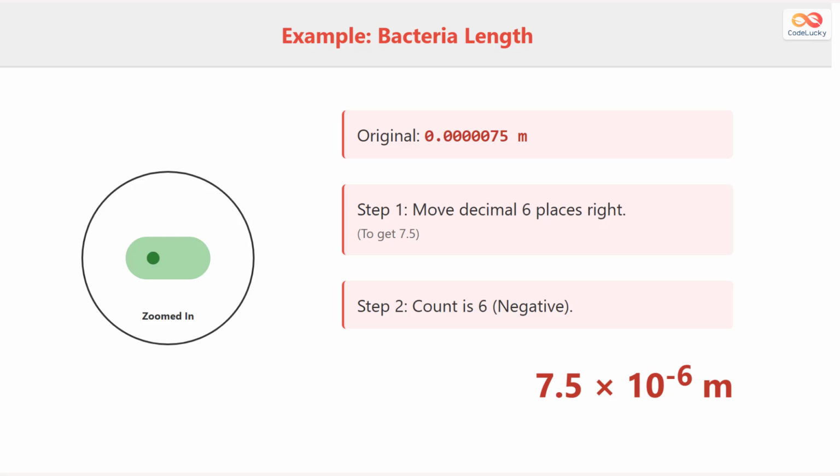Now a small-scale example. A certain bacteria has a length of 0.0000075 meters. We move the decimal 6 places to the right to get 7.5. Since this is a tiny number, the exponent is negative 6. The final answer is 7.5 times 10 to the negative 6th meters.